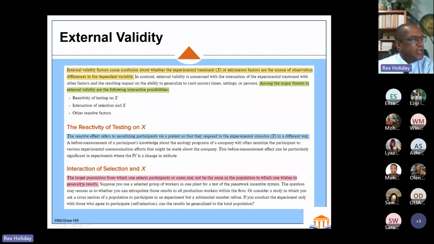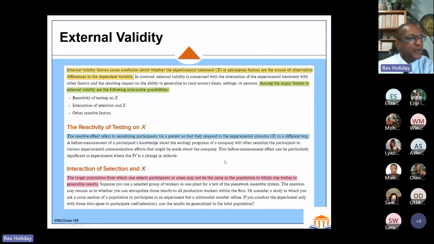Beforehand measurement of a participant's knowledge about the ecology programs of a company will often sensitize the participant to various experimental communication efforts that might be made about the company. This is why they try to avoid juries in trials who have explicit knowledge about a case, right, or the defendant or the offender.